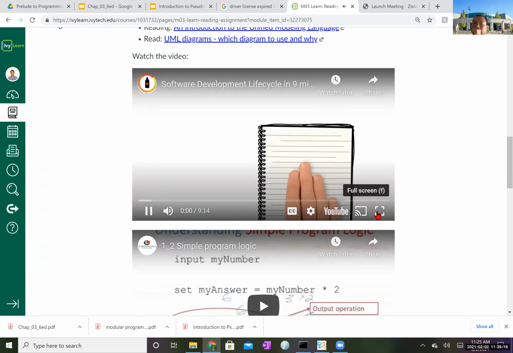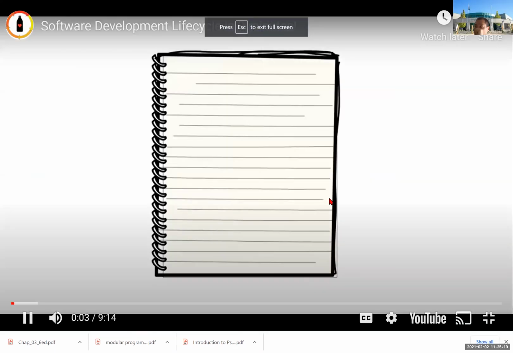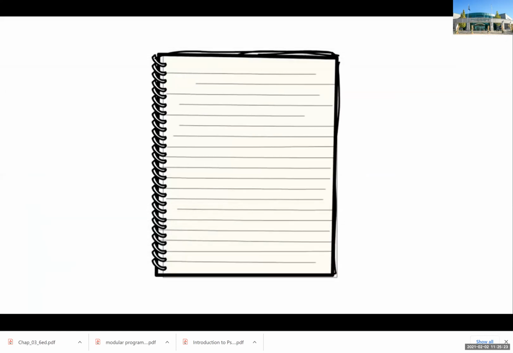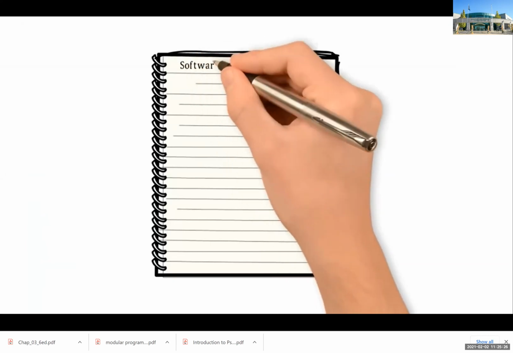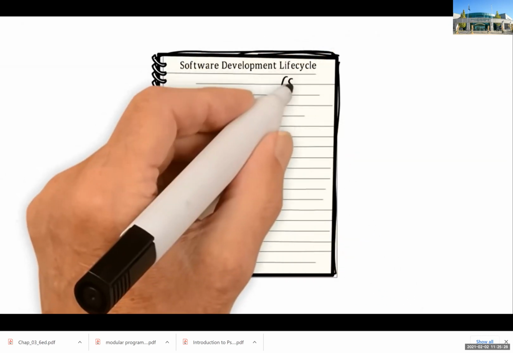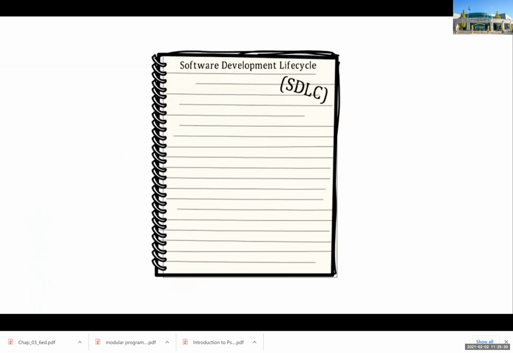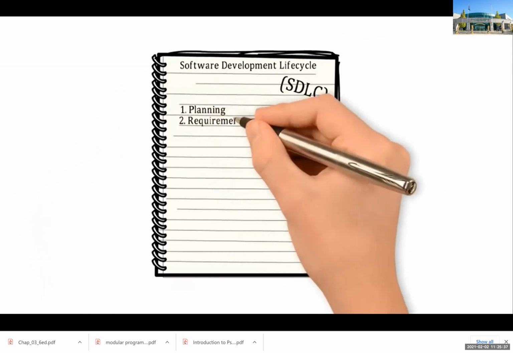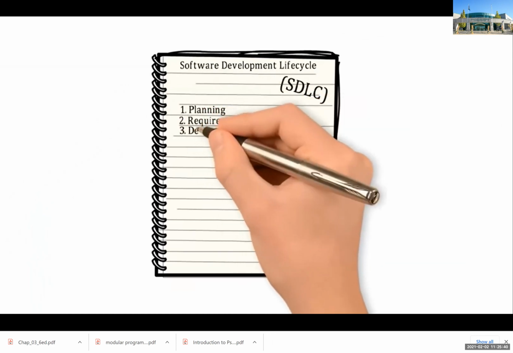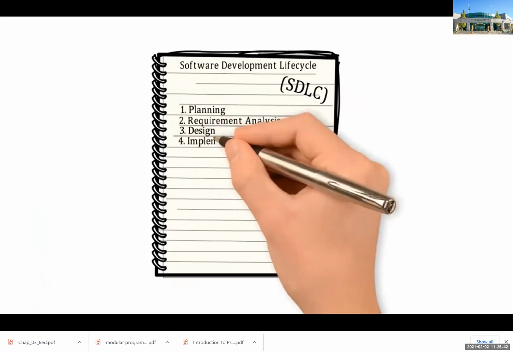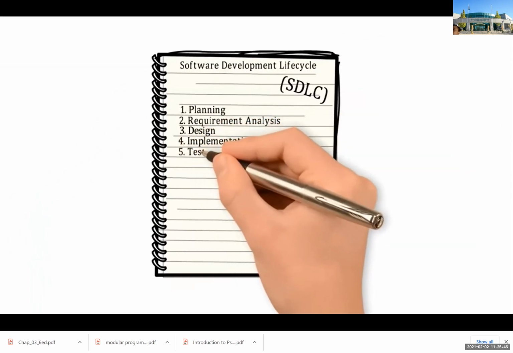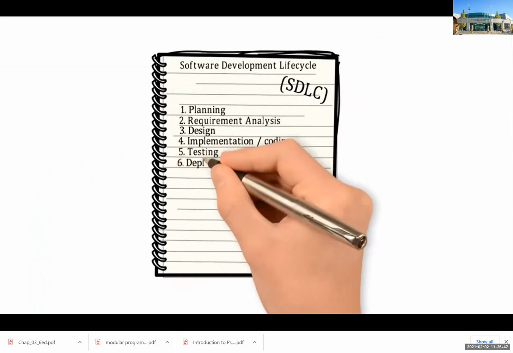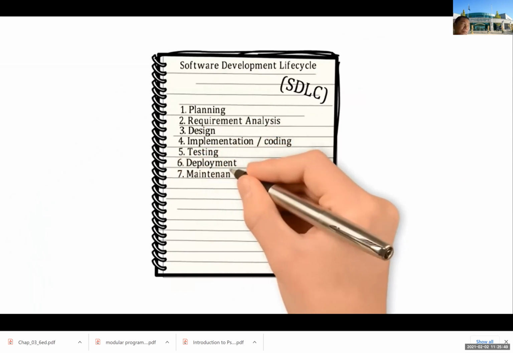In order to understand what a software tester or quality assurance analyst does, you first need to understand the process by which the software is conceptualized, developed, and maintained. This process is known as the Software Development Lifecycle, or the SDLC. There are 7 key phases to understanding the software development lifecycle. Phase 1, planning. Phase 2, requirement analysis. Phase 3, design. Phase 4, implementation and coding. Phase 5, testing. Phase 6, deployment. And Phase 7, maintenance.